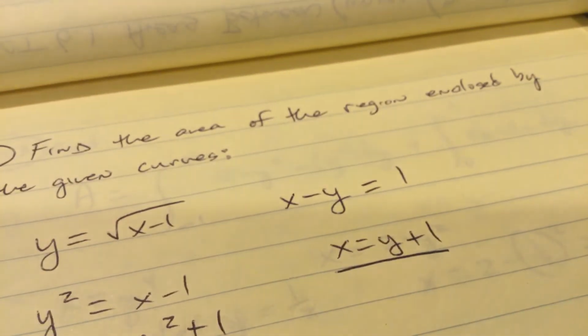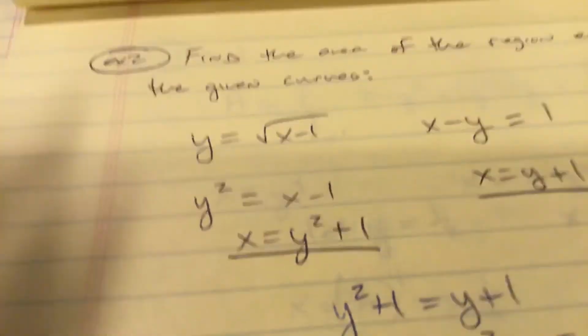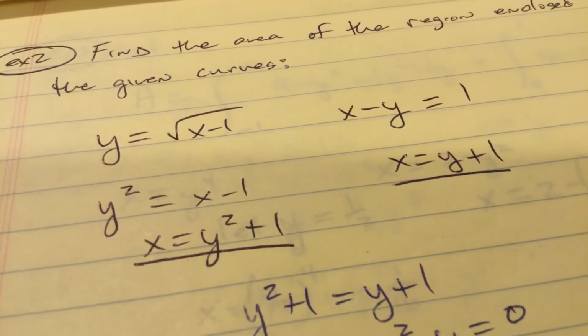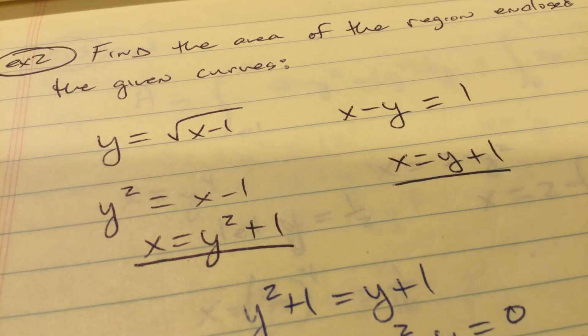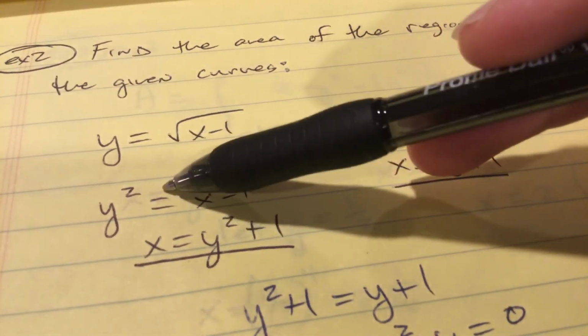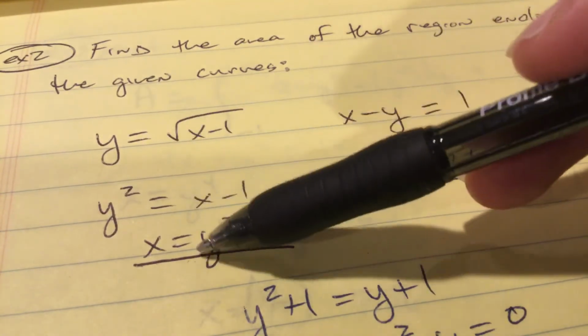Find the area of the region enclosed by the given curves. y equals the square root of x minus 1, and x minus y equals 1. Again, you can always do a little guess and check as to whether you're going to do a y top minus y bottom, or an x right minus x left type of deal. Here, though, I can get x all by itself on both sides relatively easily, especially on this one on the right. Just move the y over. Right here, if I square both sides, I get y squared is x minus 1. Add 1 to the other side, I get x equals y squared plus 1.